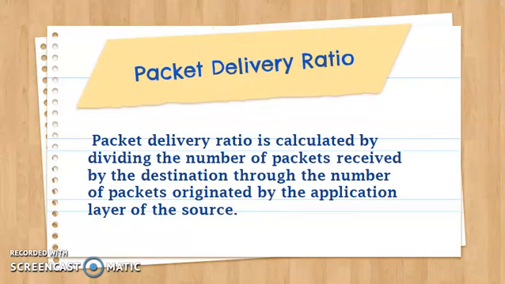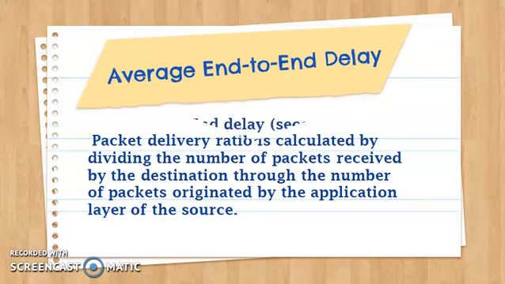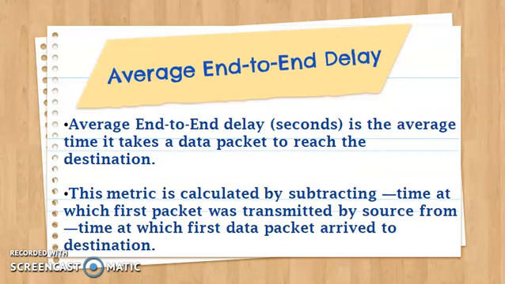Packet delivery ratio. Packet delivery ratio is calculated by dividing the number of packets received by the destination by the number of packets originated by the application layer of the source. Average end-to-end delay. Average end-to-end delay is the average time in seconds it takes a data packet to reach the destination. This metric is calculated by subtracting the time at which the first packet was transmitted by the source from the time at which the first data packet arrived at the destination.